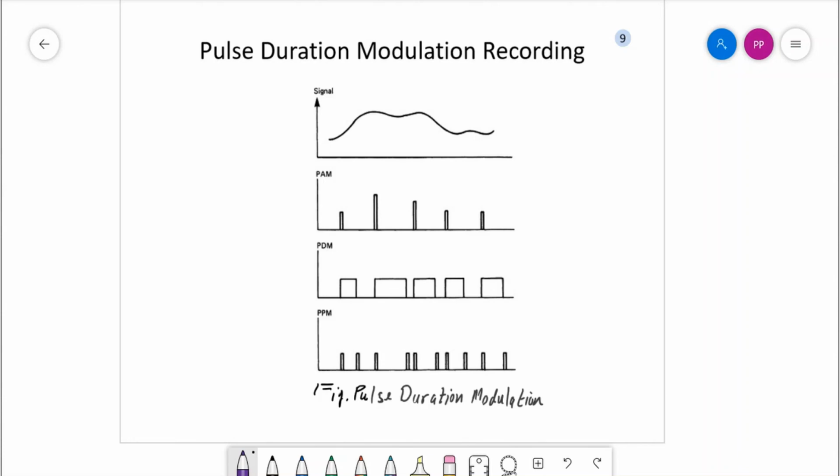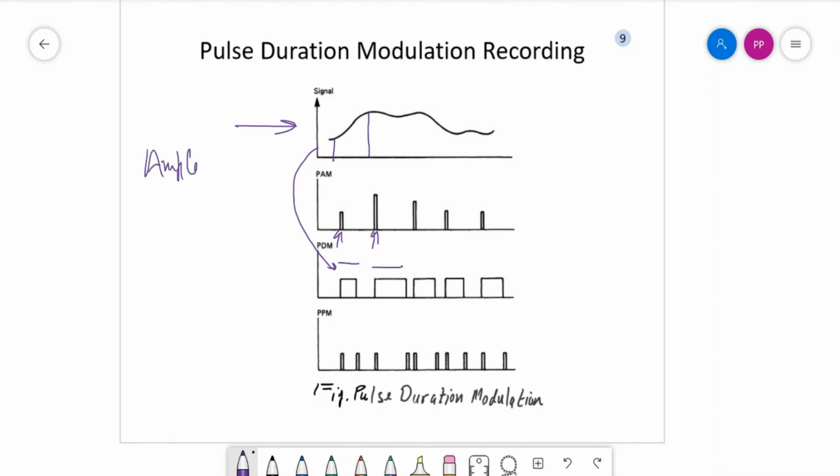What happens exactly, you see in the figure, this is the input signal, and at each sampling instant I am generating a pulse based on the amplitude of the signal. If the amplitude is high, then the pulse generated will be wide, and if the amplitude is less, then the pulse generated will have less width. So the amplitude of the signal is transformed into the width of the pulse.